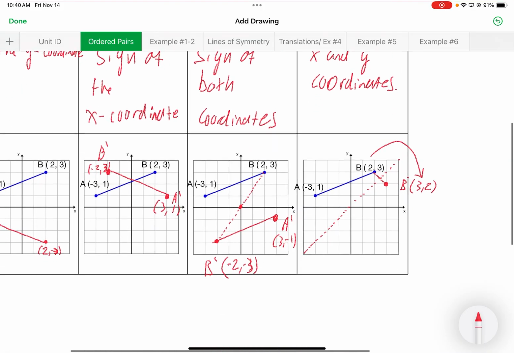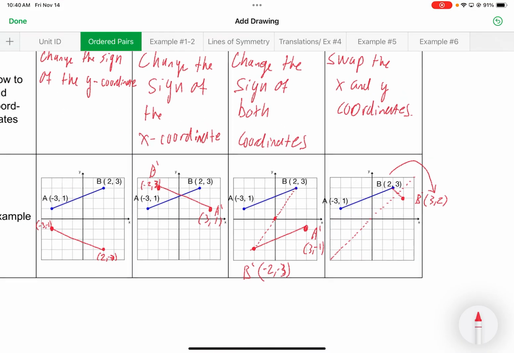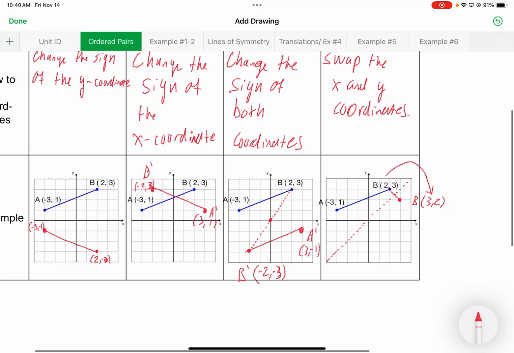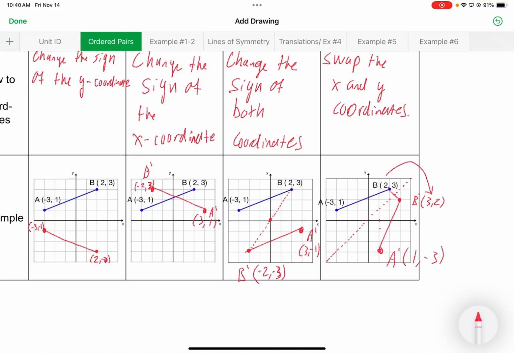All right, and then if we play that game with the other coordinate, the other one is negative 3, 1. If I swap my x and y coordinates, what does that become? 1, negative 3, right? 1, 2, 3. So then my A prime is going to be 1, negative 3 according to that rule, which would be, if I take the distance from here to here, should be the same distance from there to there. That should be done on the perpendicular line. So that looks like it makes sense to me.